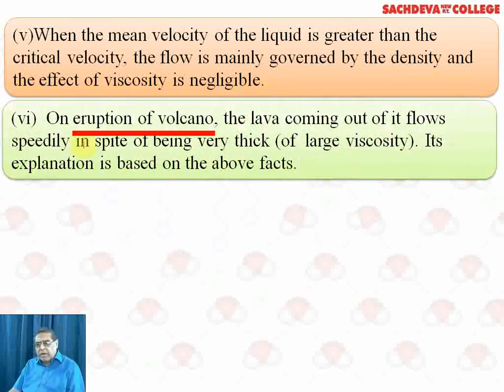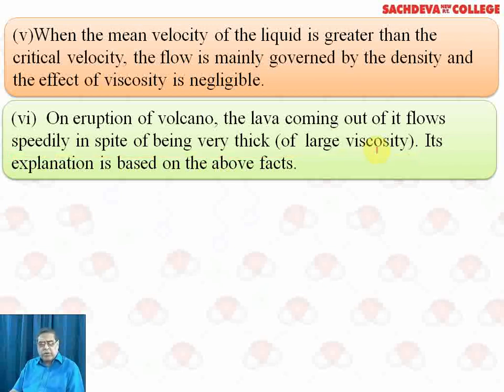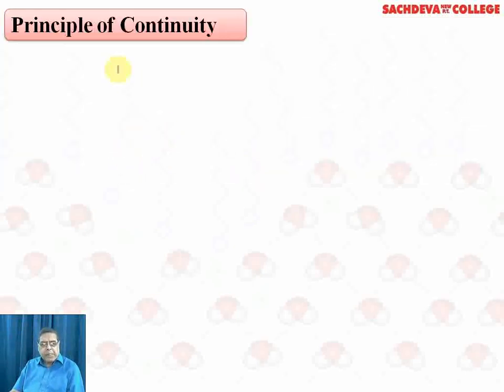On eruption of volcanoes, the lava coming out of it flows speedily in spite of being very thick. Thick means having large viscosity. Its explanation is based on the above facts that is given in point number 5.